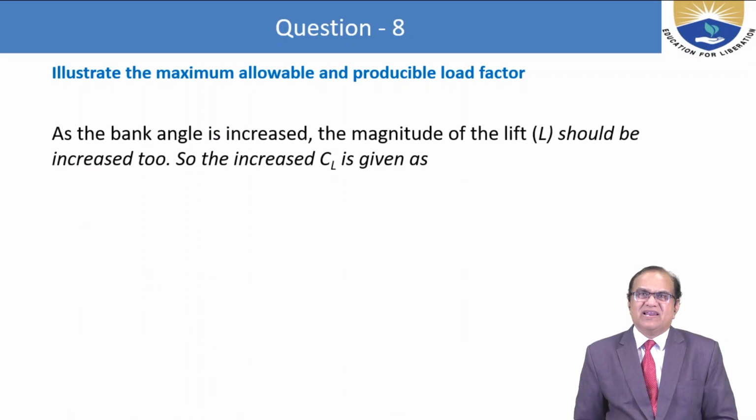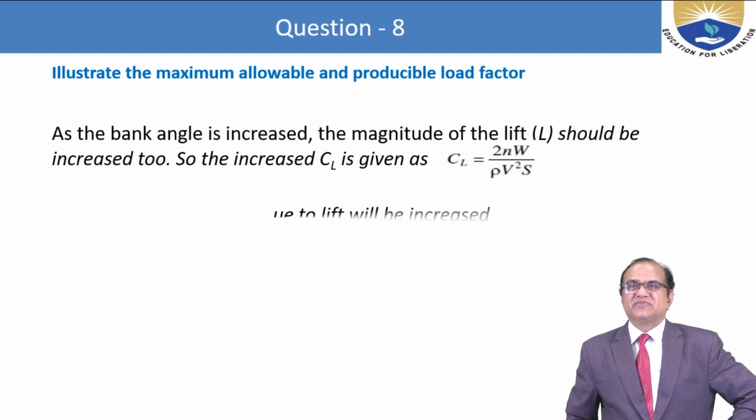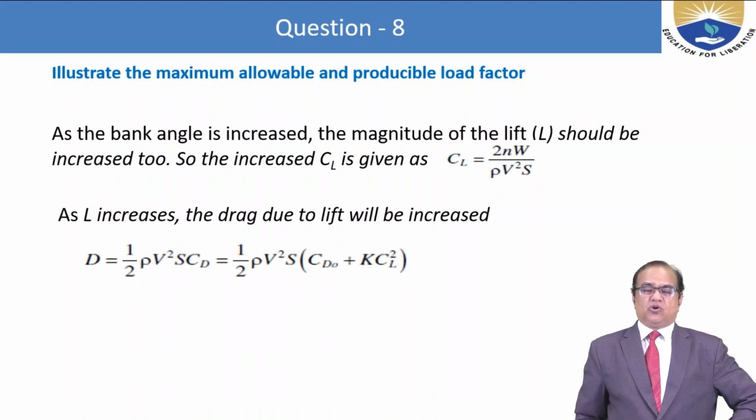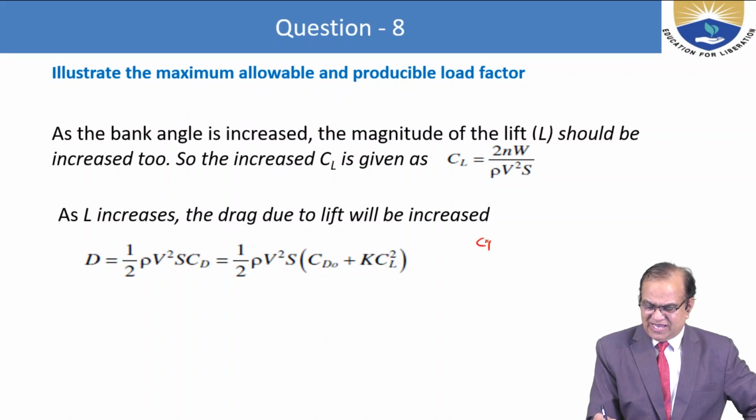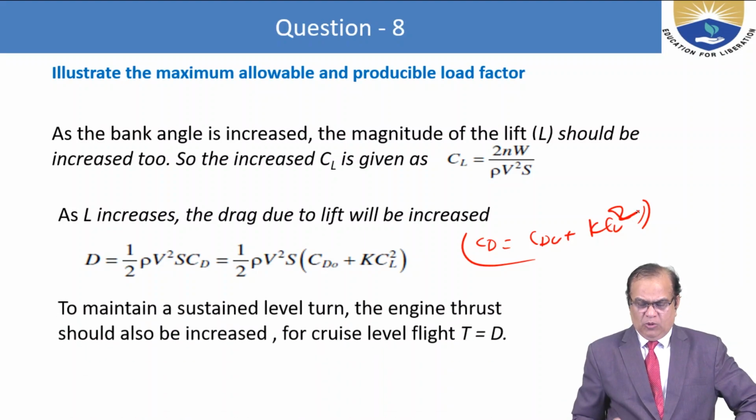As the bank angle is increased, the magnitude of the lift should be increased too. So the increased CL is given as CL is equal to 2nW by rho V square. As L increases, the drag due to lift will also increase. So drag is equal to half rho V square S CD. For the CD we can write CD naught plus K CL square. This is your drag polar. We have to put this value.